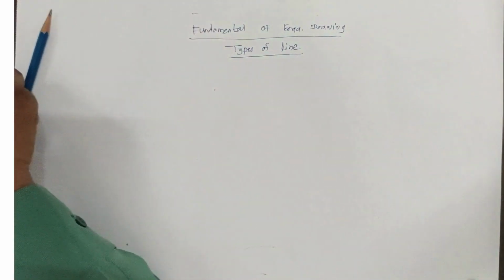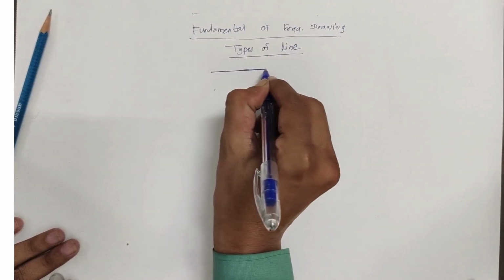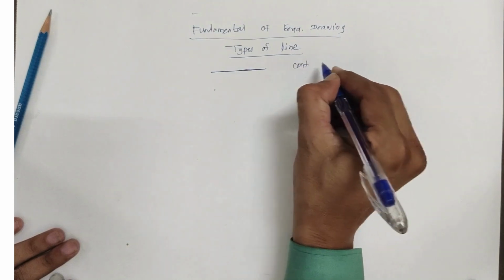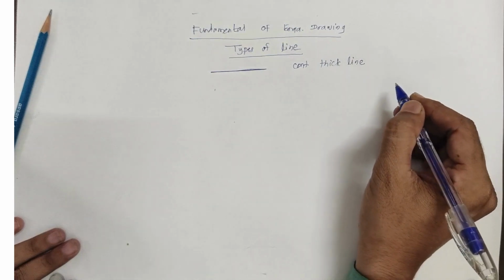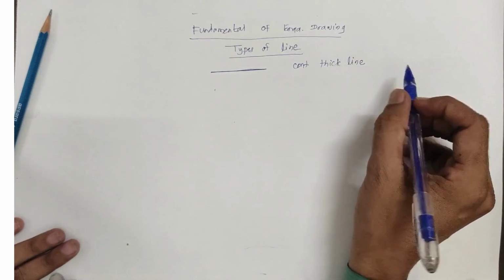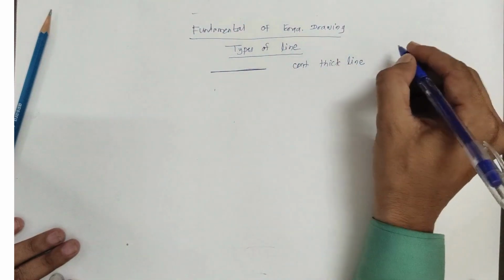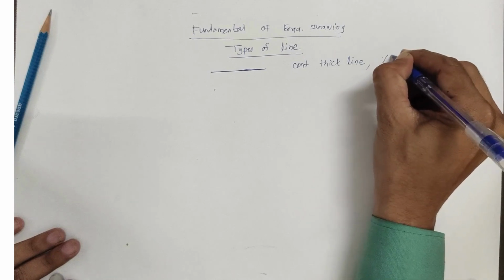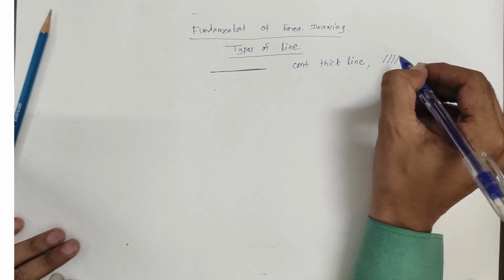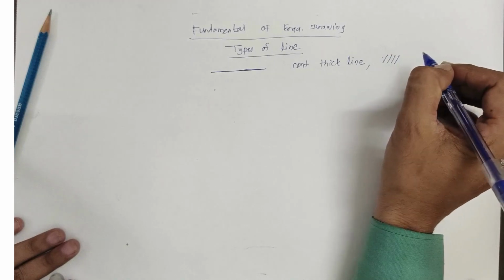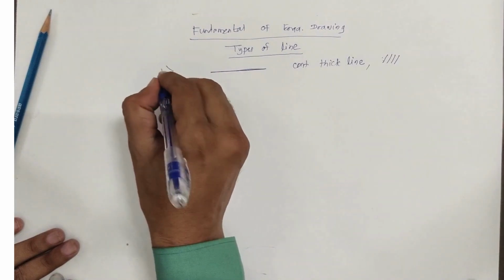The first line is the continuous thick line. What is the application of this continuous thick line? To draw the visible lines, and also the hatching lines. Hatching lines are at an angle of 45 degrees, and the distance between two hatching lines is not more than 2 or 3 mm. So that is the application of the continuous thick line.